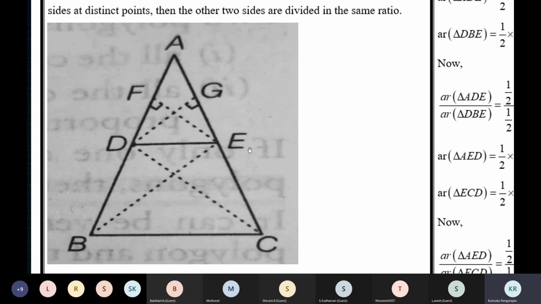So now when you have DE parallel to BC, you can see DE intersects AB at D and DE intersects AC at E. So this side AB is divided by this point D in the ratio AD by DB. And the other side AC is divided by this point E in the ratio AE by EC. Now these two ratios will be equal. The ratio AD by DB will be equal to the ratio AE by EC.